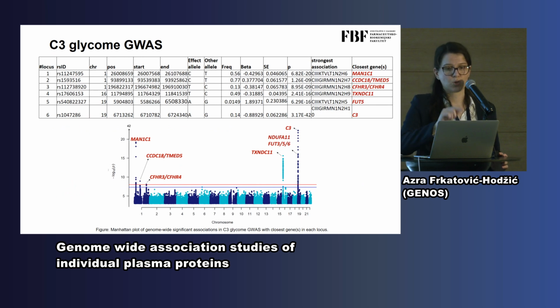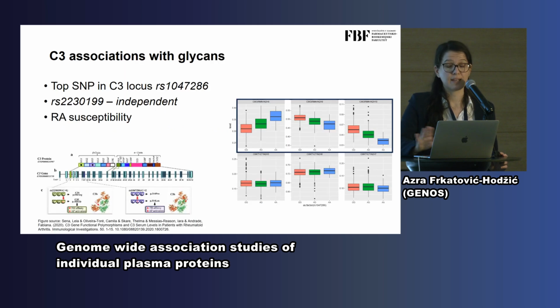We do see association with a mannosidase on chromosome 1, MAN1C1, which is a mannosidase enzyme, also known to be involved in N-glycan processing. There is also the CFHR gene region on chromosome 1, which is, again, complement factor H genes, which I think is also relevant in this case. But also there is association with the C3 region, the gene encoding the C3 protein itself.